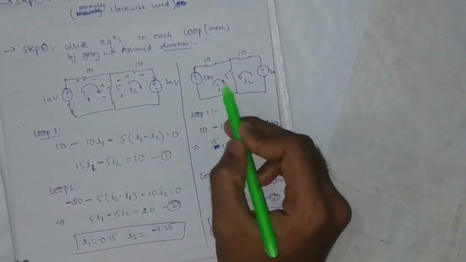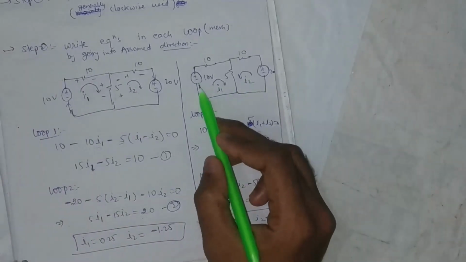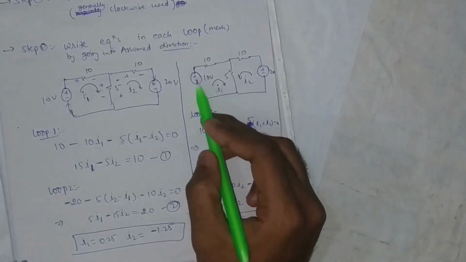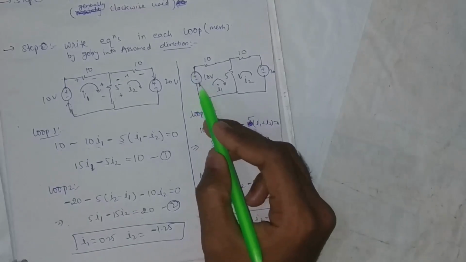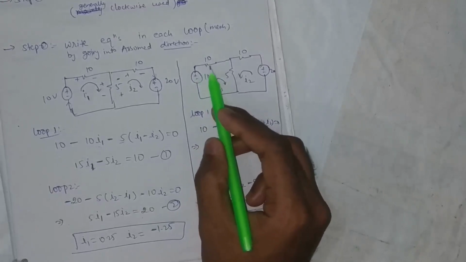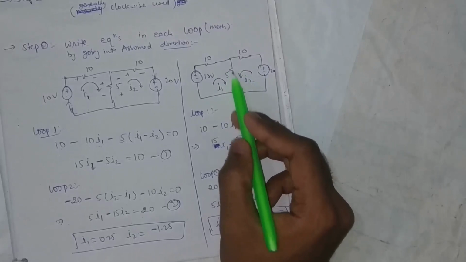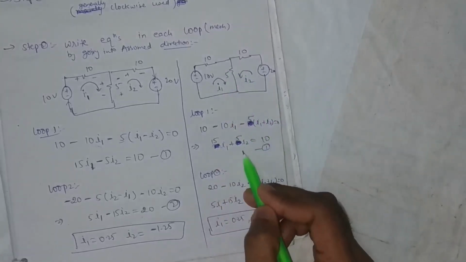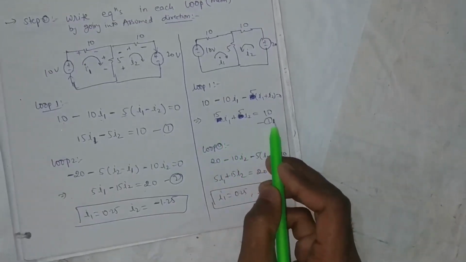I take I1 in this direction and I2 in another direction. Now write the equation. First here is 10 volt, so 10, this is the supplying voltage because we are exiting from the positive terminal, so here voltage is increased. So 10 volt minus 10 I1 because here voltage is dropped, and here the summation of current flowing in the 5 ohm resistance, so here minus 5 times I1 plus I2. After solving this, we can write this as 15 I1 plus 5 I2 equal to 10.